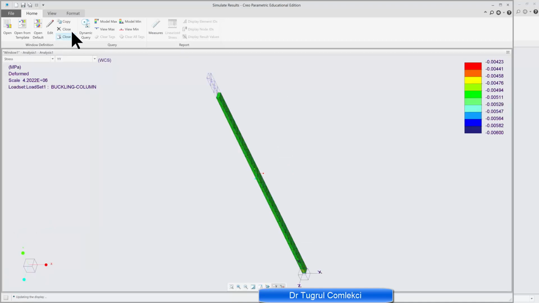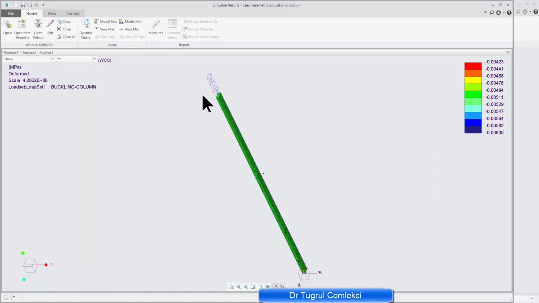So we can do a dynamic query and just check the stress, which is 0.005 in terms of megapascals. That is fine because we applied 1 newton and the cross-sectional area is 10 by 20, which is 200 millimeters squared, so that should give us 0.005 megapascals in compression.